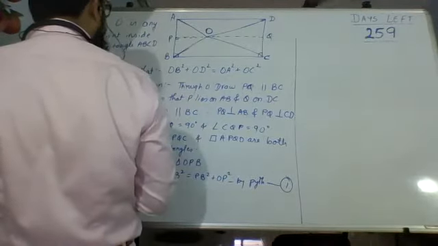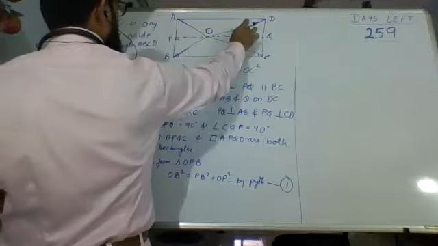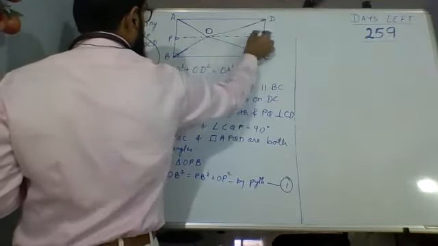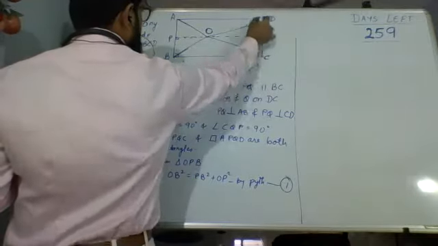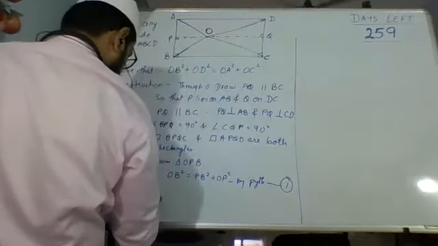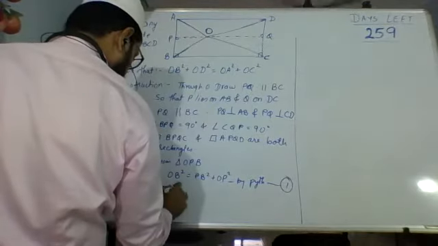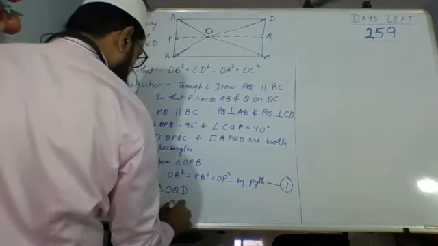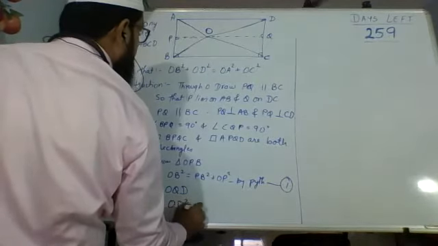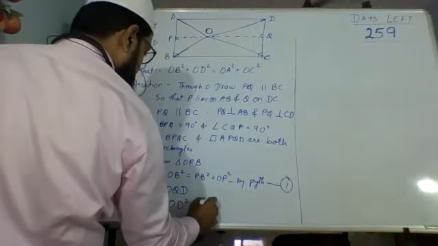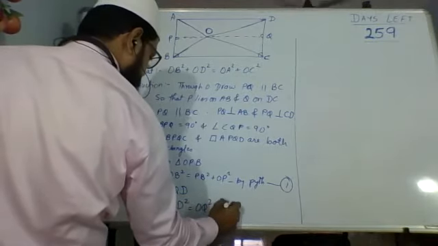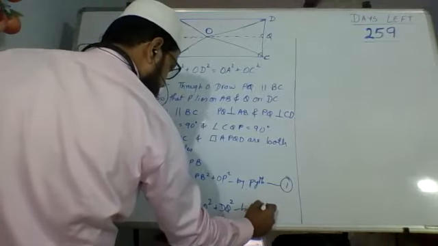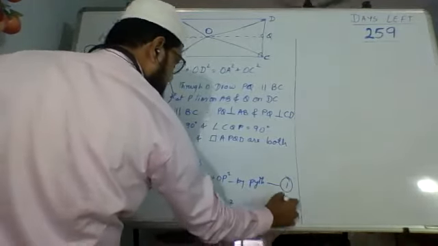Now look at triangle OQD. This one, OQD, this triangle. Again, this is 90 degrees. So I'll say in triangle OQD, OD square equals OQ square plus DQ square. Again, by Pythagoras, and I'll call this equation number 2.